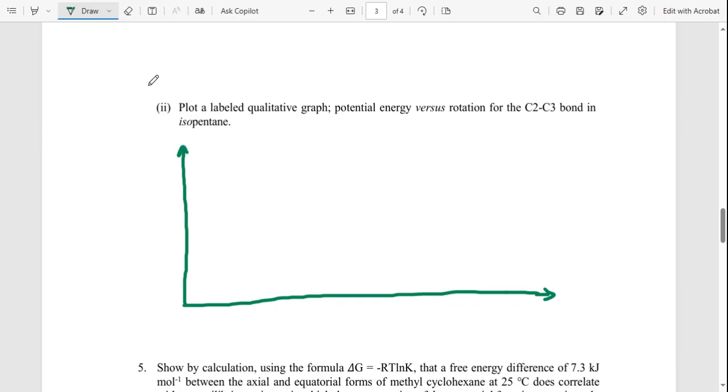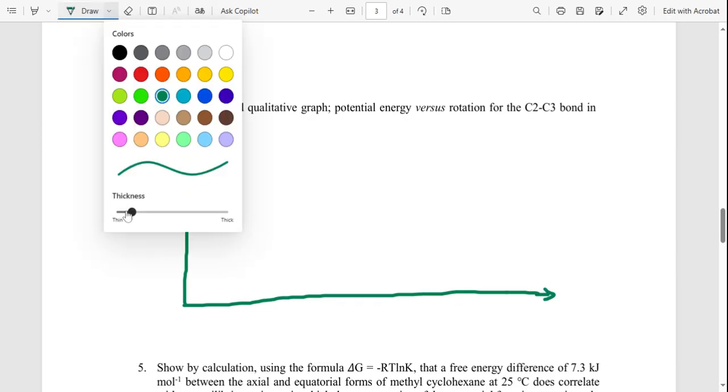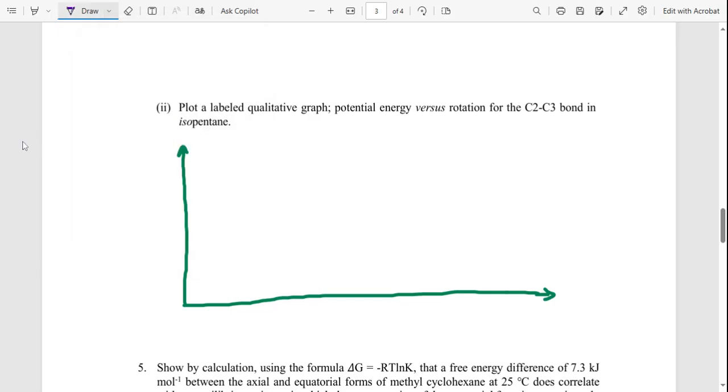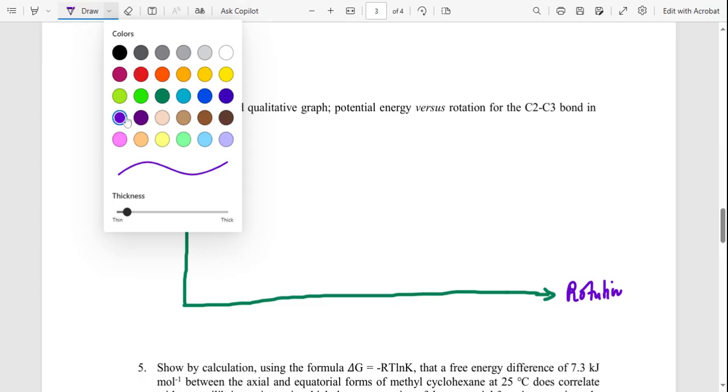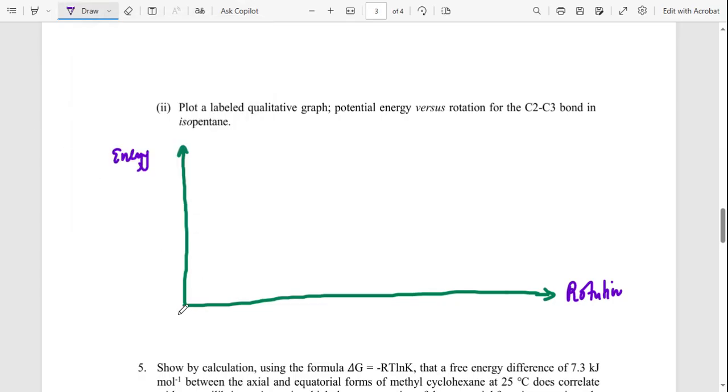So the x-axis is going to be the rotation, that's basically the angle. And then the y-axis is the energy, that's the potential energy of each bond. When you look at the angles, we are starting, of course, at 0 degrees, and we are going all the way to 360 degrees.